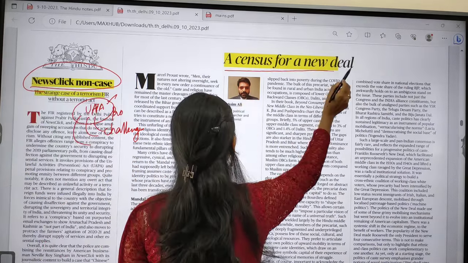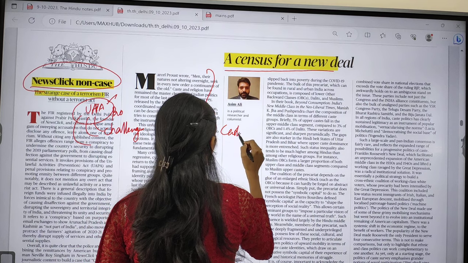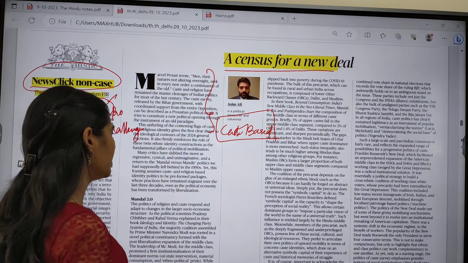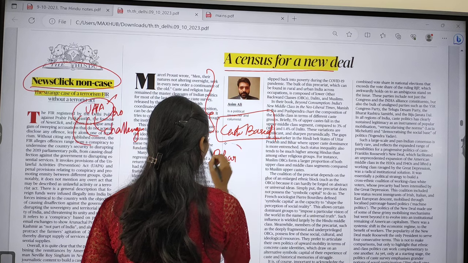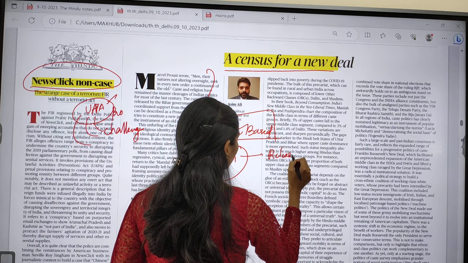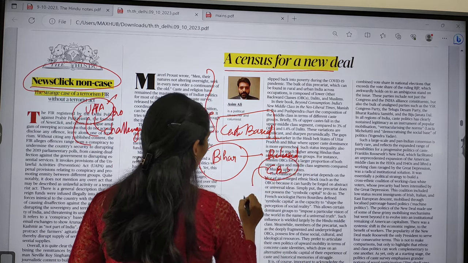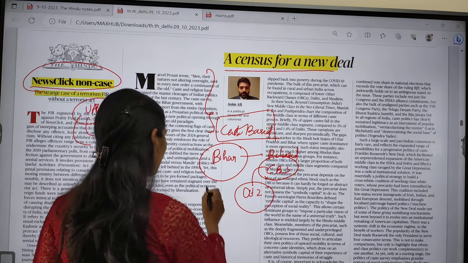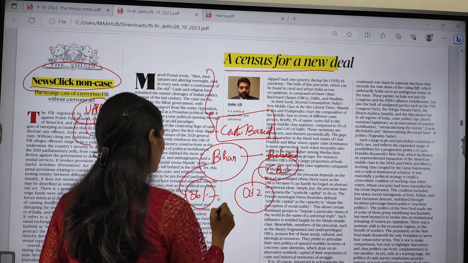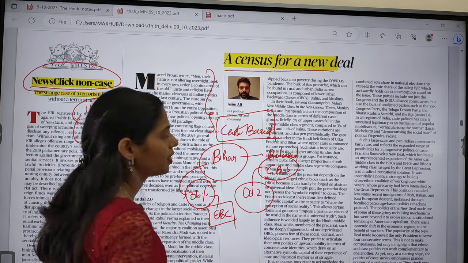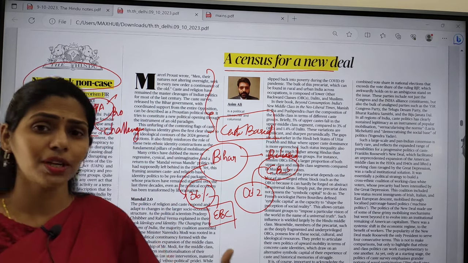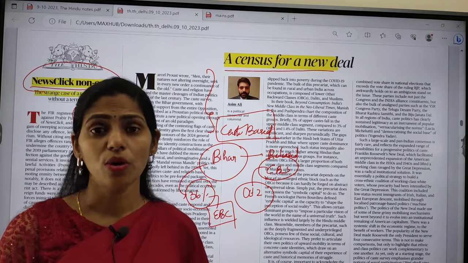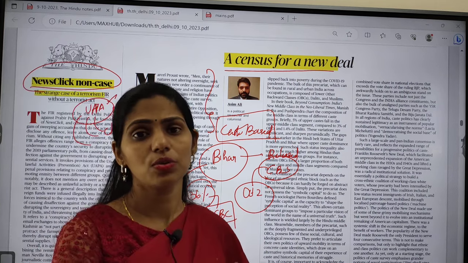And next topic is a census for a new deal. So this article is talking about caste based census. So recently Bihar state government released the data of caste based census on October 2nd. And in this census data, it said that about 36% of people belong to extremely backward class. So whenever there are people who are belonging to this extremely backward class, then government needs to play a role. So government needs to come up with some affirmative actions. Government needs to take some steps to make them progressive in the society.